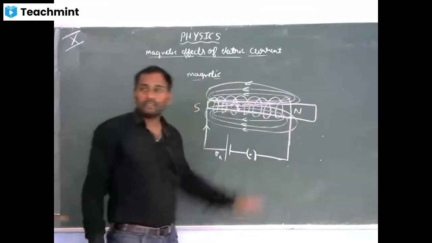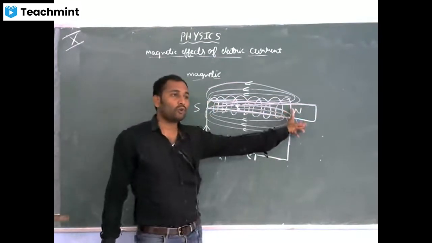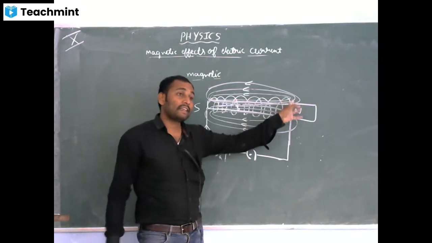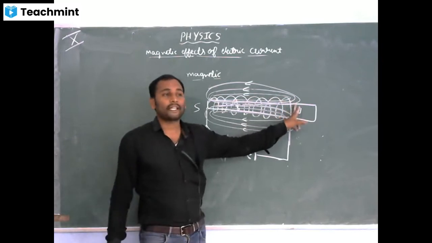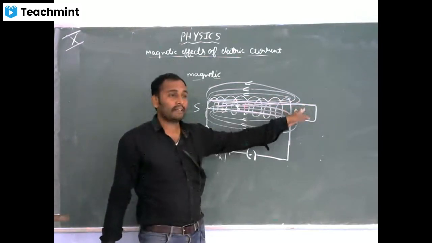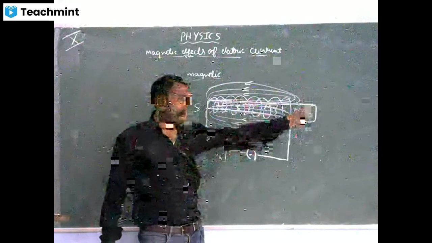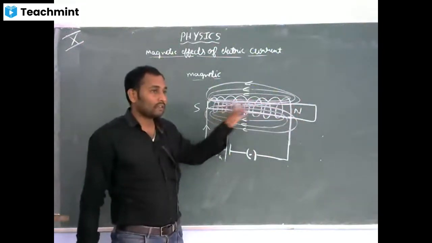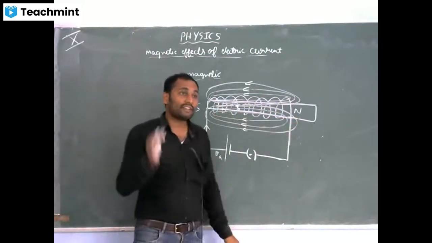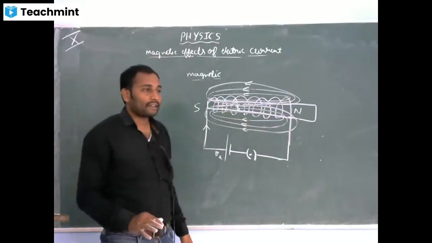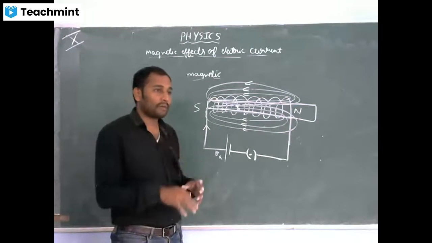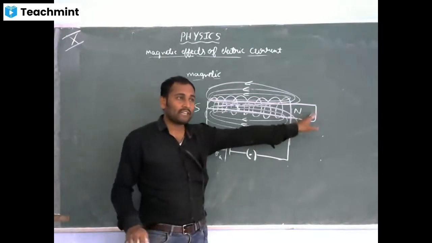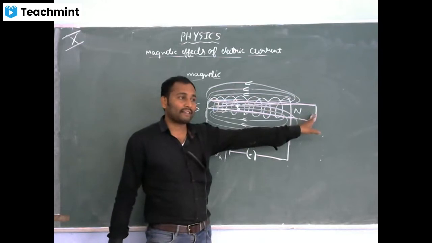So what will happen? This soft iron core will get magnetized. Magnetized in the sense it gets the properties of a magnet. It will behave as a magnet. When I insert a soft iron core inside a solenoid, what happens? The soft iron core will turn into a magnet because it gets the properties. It will get magnetized. Since it will get magnetized, it will behave like a magnet.